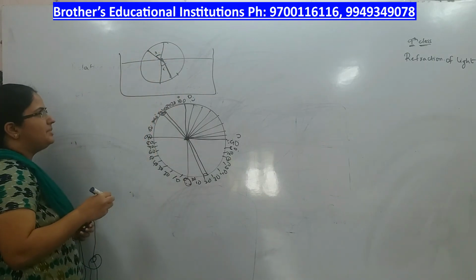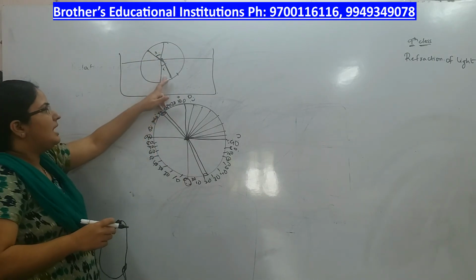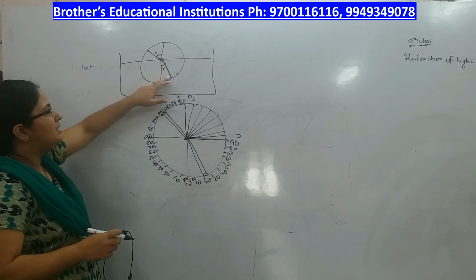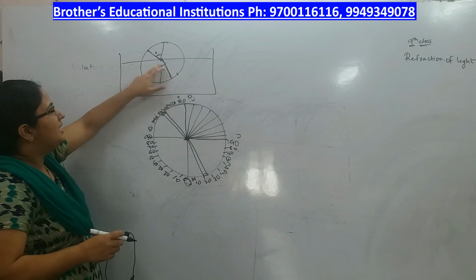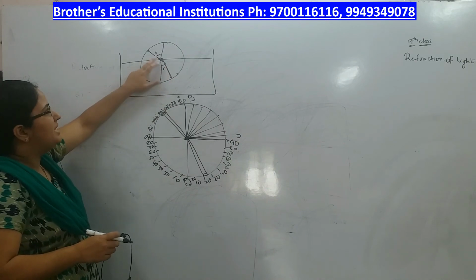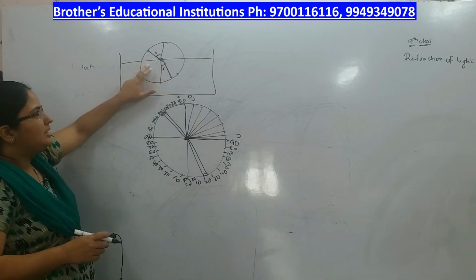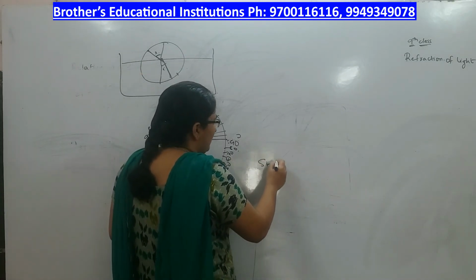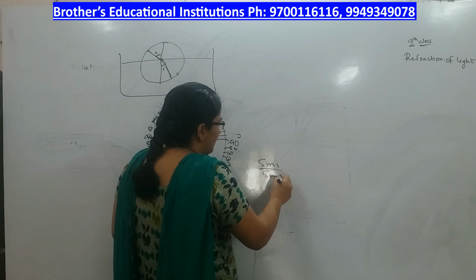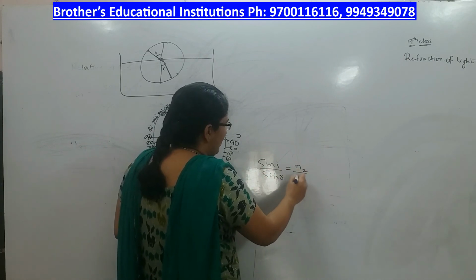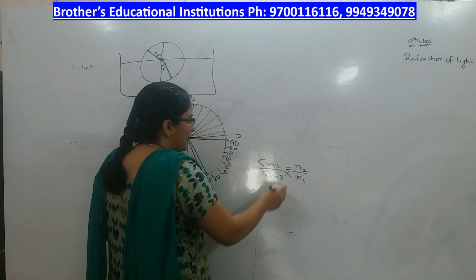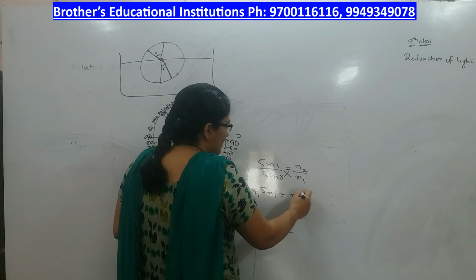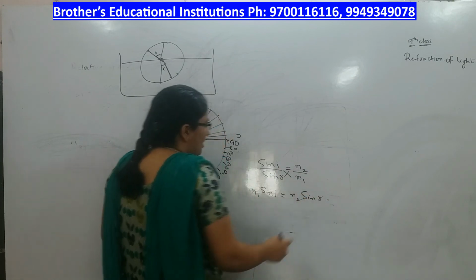In this case you will observe that as you increase the angle of incidence, angle of refraction also changes. Here light ray is moving from denser medium to rarer medium, so it bends away from the normal. Now calculate sin I by sin R, that will give you n2 by n1. If you cross multiply, you will get n1 sin I is equal to n2 sin R. This is called Snell's law.